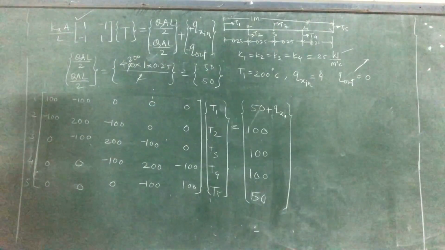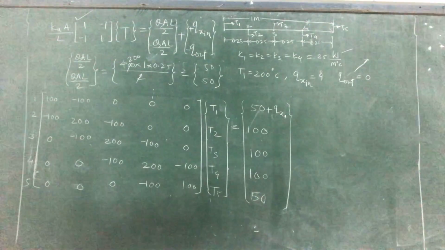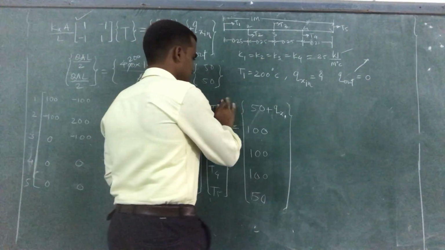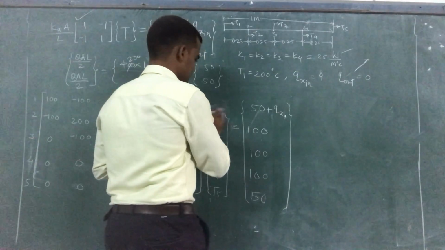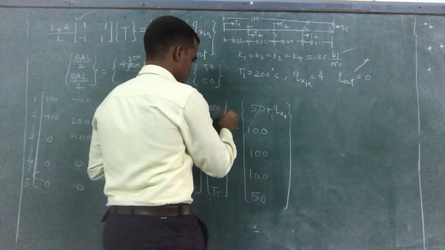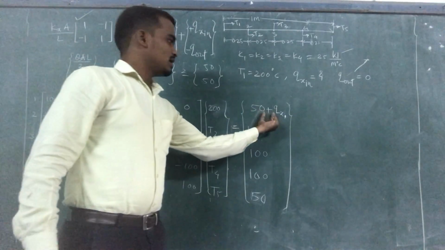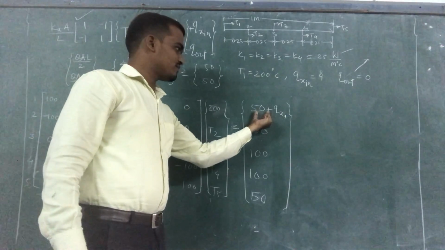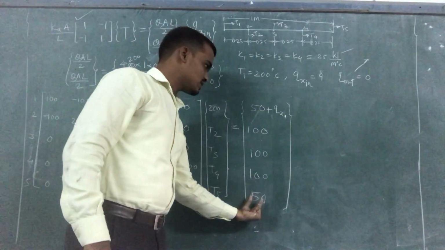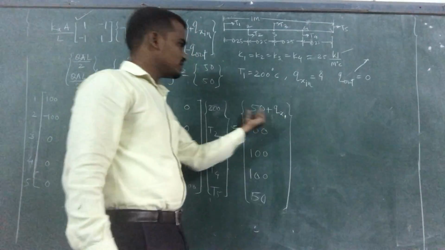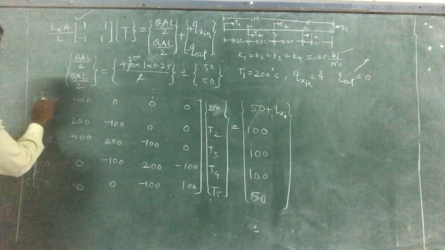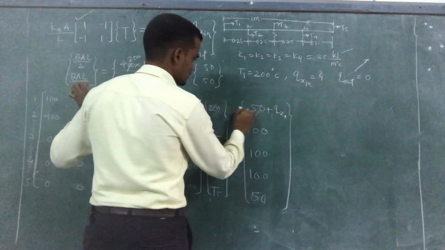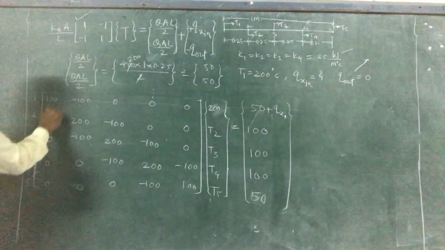So now how do we solve these 5 equations? As we know, the value of T1 is given, so here T1 is equal to 200. As per our procedure, the unknown value is in the first element of the first row, so we need to eliminate the first row and first column. The other 4 values are known and the first value is unknown, so we eliminate the first row and first column.